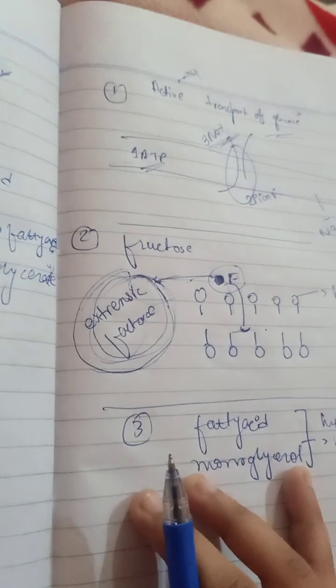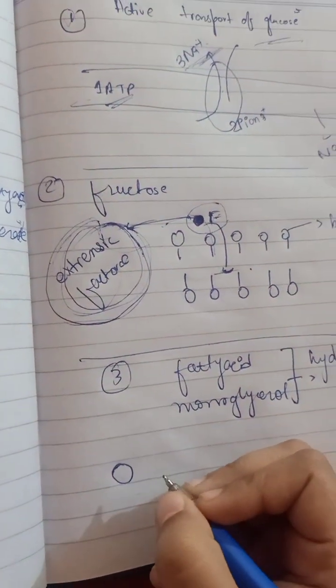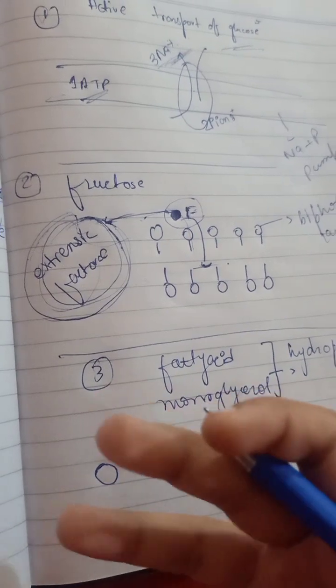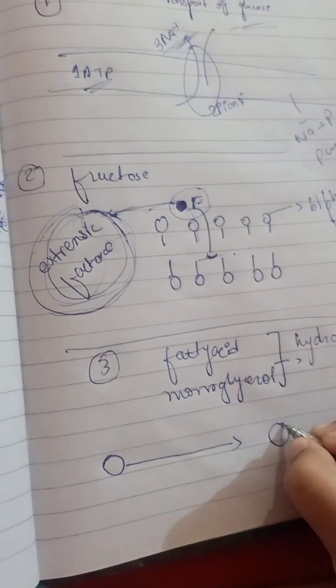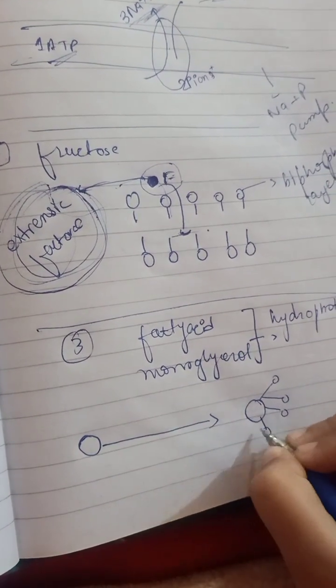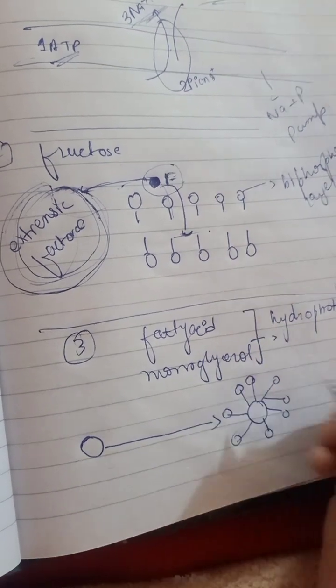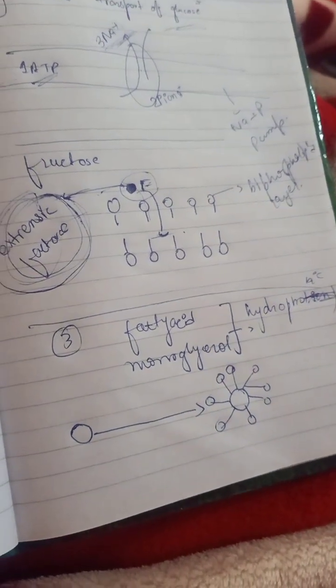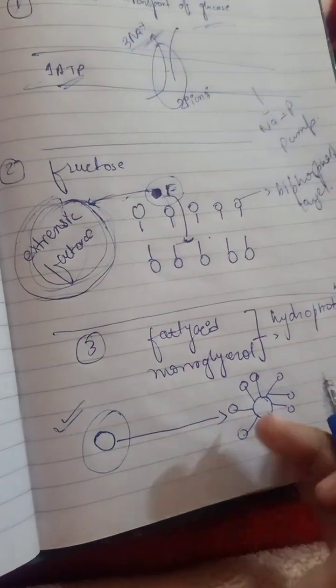Okay. After that, here you can see the molecule of the fatty acid. The bile salts will get attached to the fatty acid. With the help of the bile salts, the absorption of the fatty acid will occur.